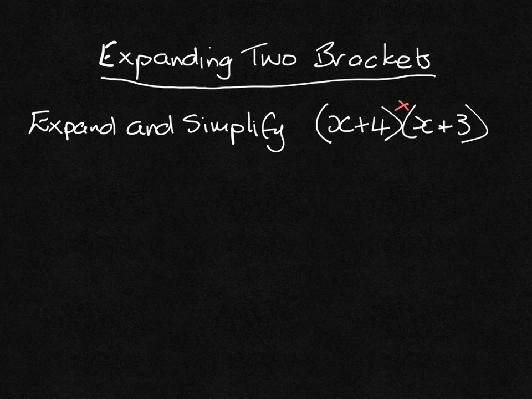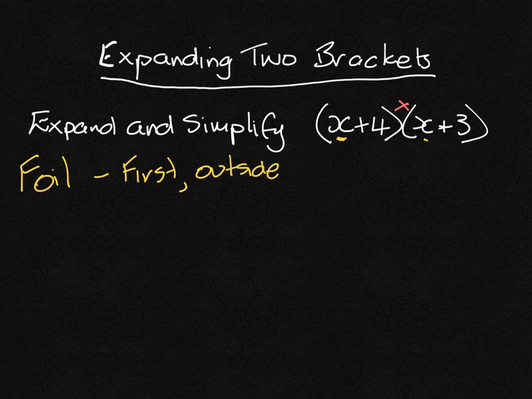In this slide, we're going to look at two methods, and the first method is the FOIL method. FOIL stands for first. That's the first terms in each bracket, so in this case the x and the x. The outside terms, which in this case would be the x, because that's the outside of that bracket, and the outside term of the other one would be the 3. Then the inside terms, which in this case would be the plus 4 and the x. And then the last terms, which is the 4 and the 3. So that's where FOIL comes from.